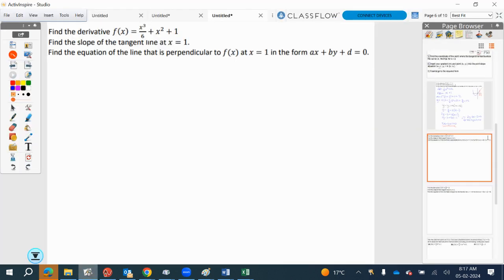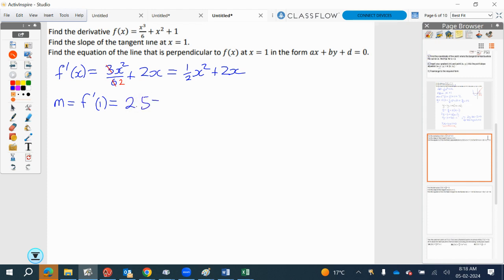Okay, can anyone help me with the derivative to begin with? What's the derivative, Kenneth? 3x to the power of 2 over 6 plus 2x, and then simplify it to be a half x squared plus 2x. So we get a half x squared plus 2x, which is the simplest. Okay, what's the gradient? The gradient of the tangent line is going to be f prime of 1. That's going to give us 2.5 or 5 over 2.